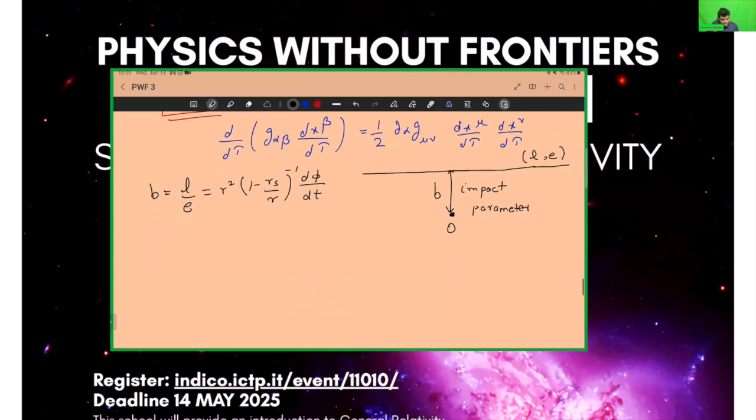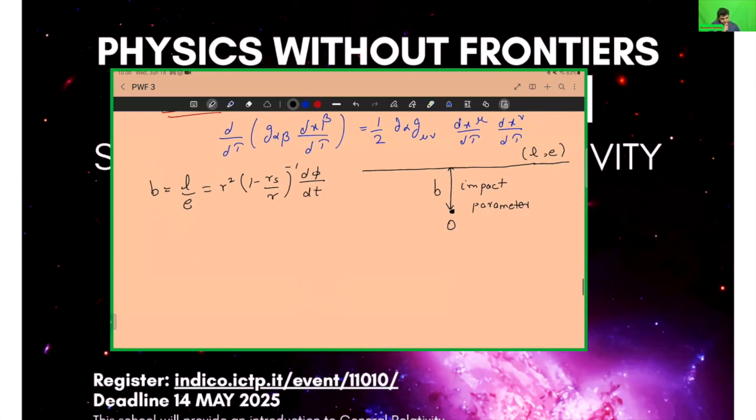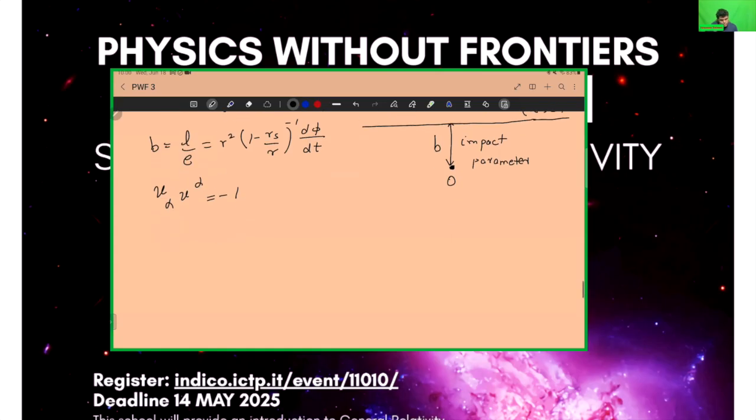Okay. Now, how do you write down the equation for the photons in terms of this impact parameter? Well, that's another homework problem for you. And you can just use this thing, which should be equal to -1, the same thing that we used earlier. So this is a homework problem to show that if you use this equation with the Schwarzschild geometry and this expression for the impact parameter, you get something like this: 1 over b squared.